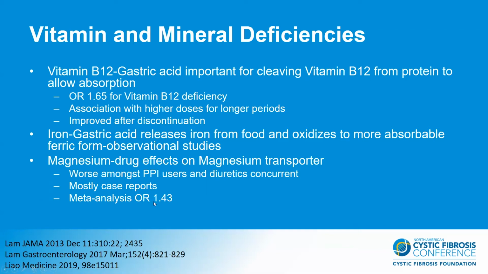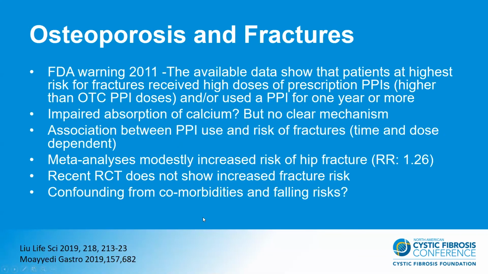Magnesium actually has an FDA warning that there may be a drug effect of PPIs on the magnesium transporter, but again, mostly based on case reports. And again, you can see this odds ratio is around the same at 1.43. It seems to be worse among PPI users and concurrent diuretic users, so keep that in mind, as low magnesium can certainly lead to cardiac issues.